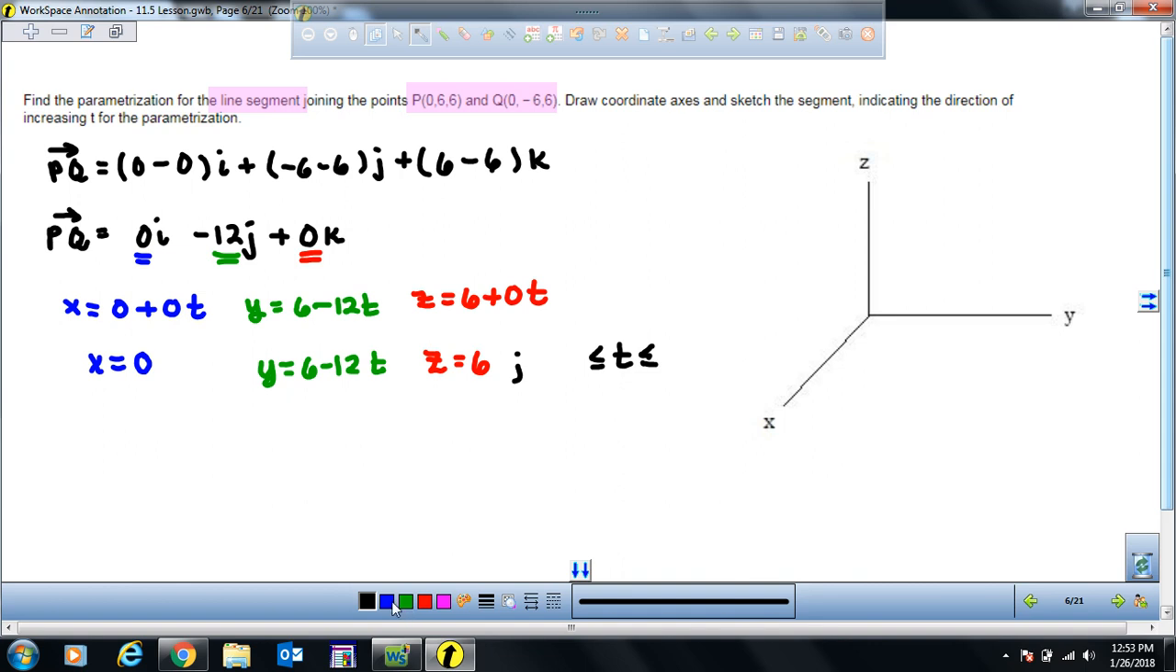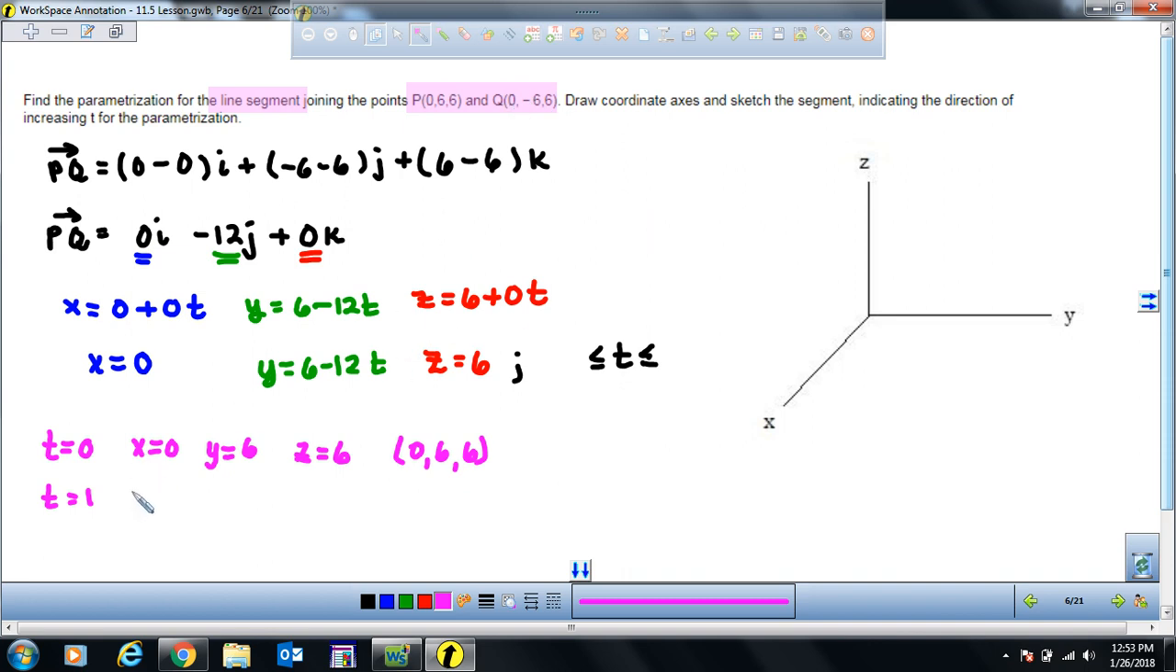Well, we need to substitute values of t to find out what values will give me the points from P all the way to Q. So I usually try t equals 0. What happens if I substitute t with 0? Then we're going to get x equals 0, y is equal to 6 minus 0, which is going to be 6, and z equals 6. We're going to get the point (0, 6, 6). Guess what? That is my starting point P. And then I start increasing the value of t until I get my two desired points for the line segment.